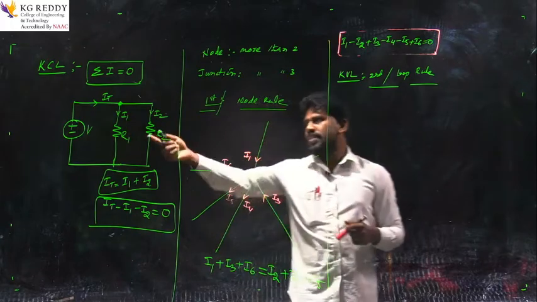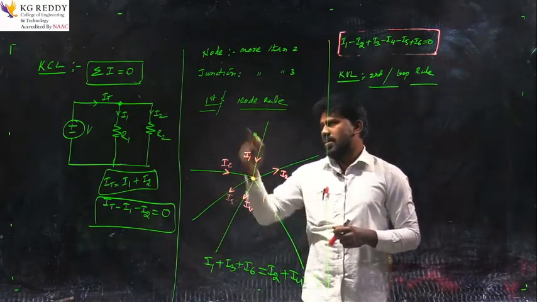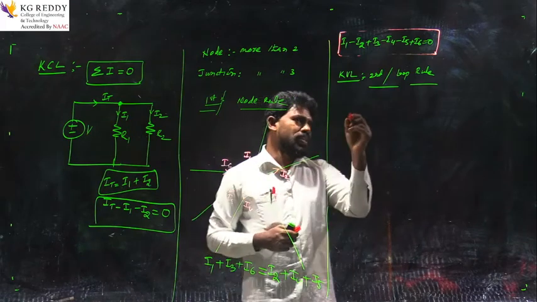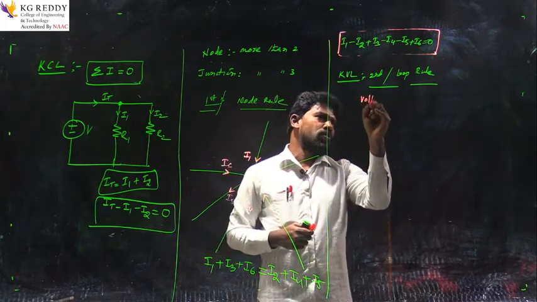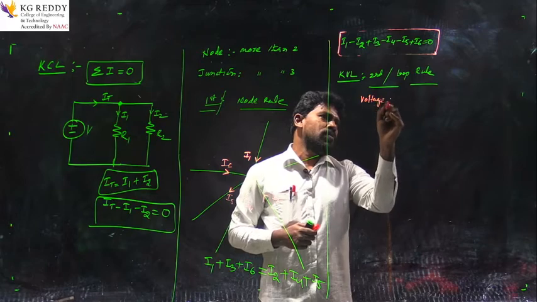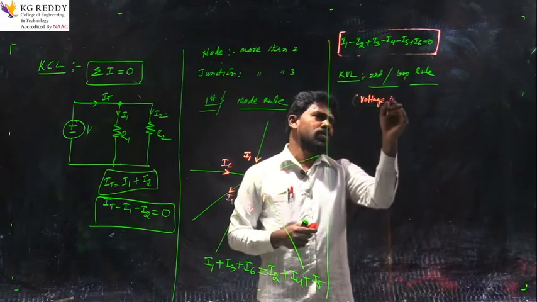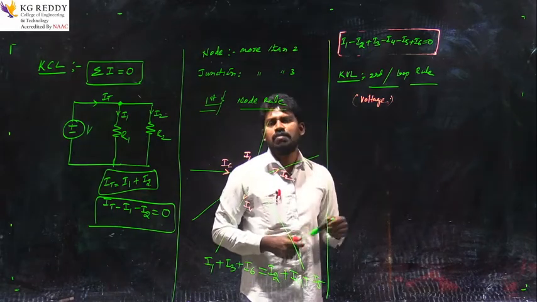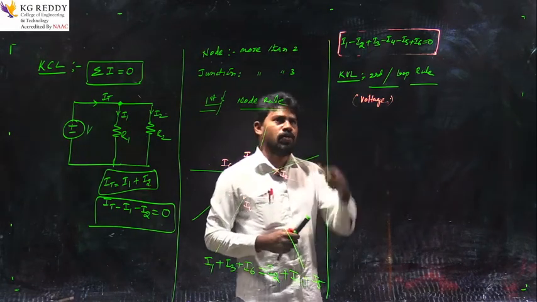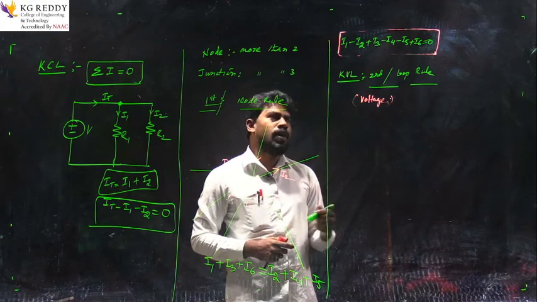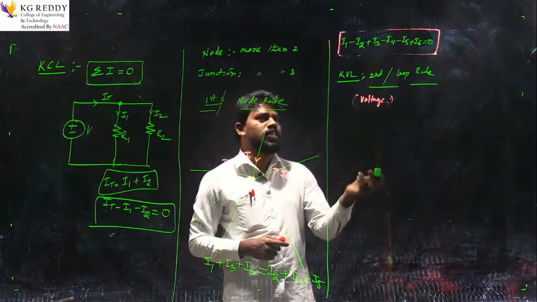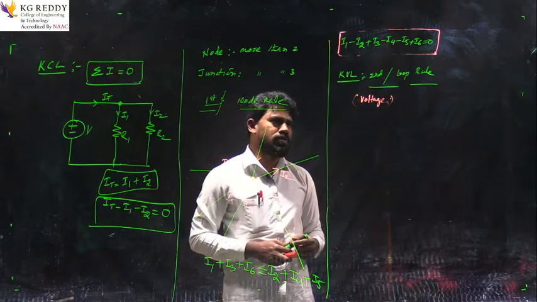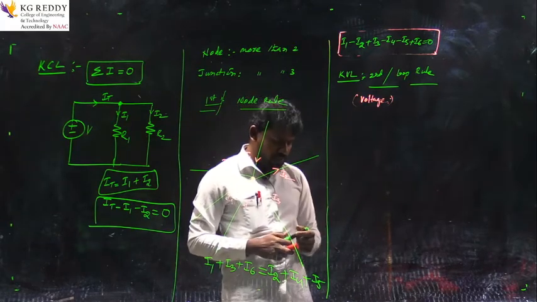Already I said Kirchhoff current law deals with the current. So what about Kirchhoff voltage law? This Kirchhoff voltage law deals with the voltage. Now can we start with the statement of Kirchhoff voltage law? How can we state it? How are we going to find the unknown voltage by using Kirchhoff voltage law in a closed circuit?